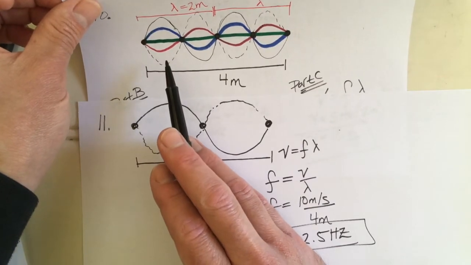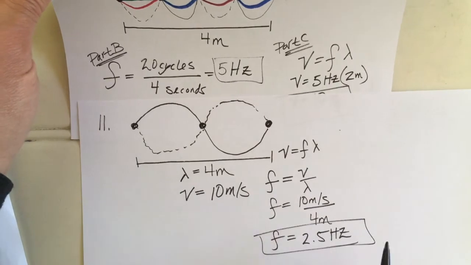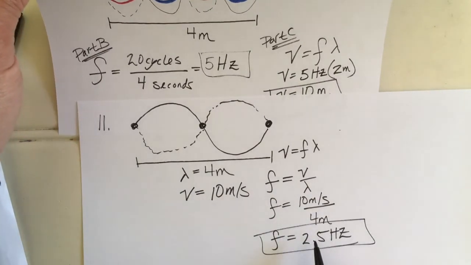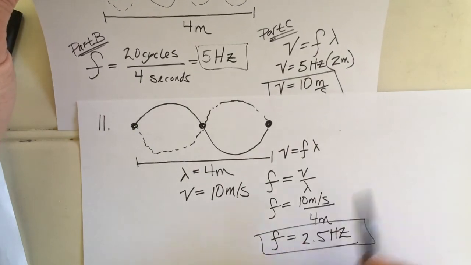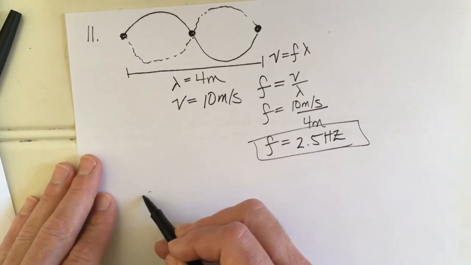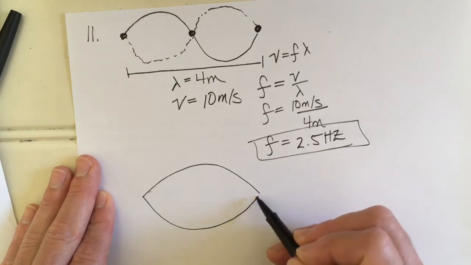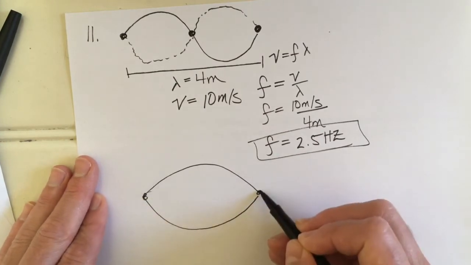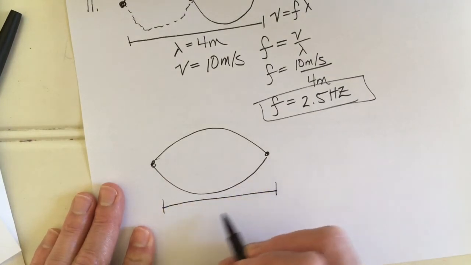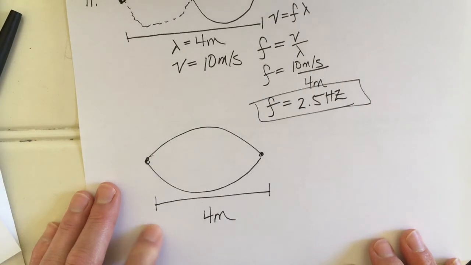So this would be the fourth mode. The frequency is 5 hertz. The second mode has a frequency of 2.5 hertz. And for the first mode, which would look like this, I'm not doing the calculation right now, but this is kind of neat for you to see. This one totally looks like a jump rope, right? It's still 4 meters this distance. What's the wavelength now?